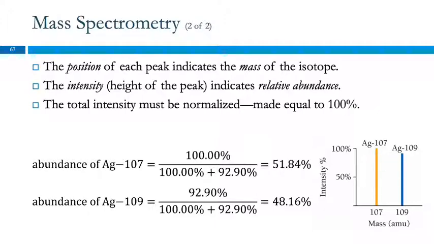So you have to take the intensity and normalize it to 100%. And if you're interested, the calculation is here. We end up with 51.84% and 48.16%. Again, I'm not going to test you on that either, but just so you know, I understand that this is not 51.8%. It has to be normalized.